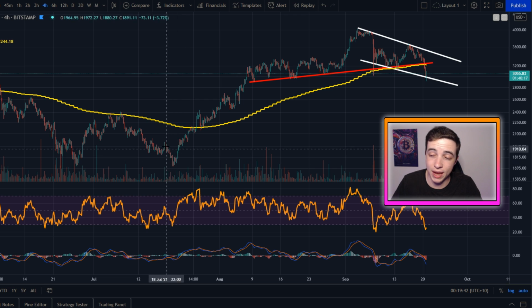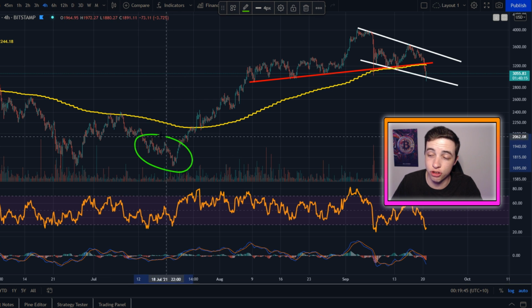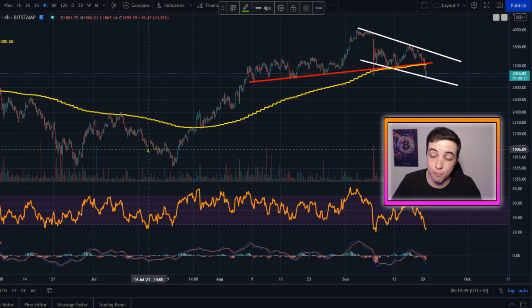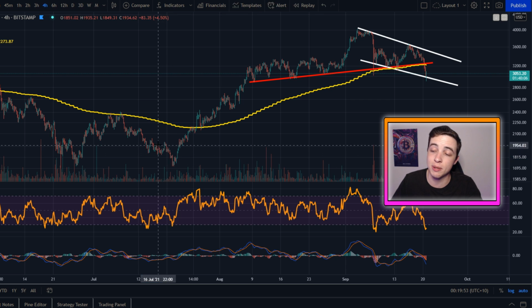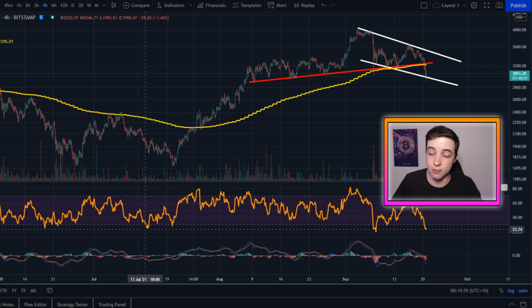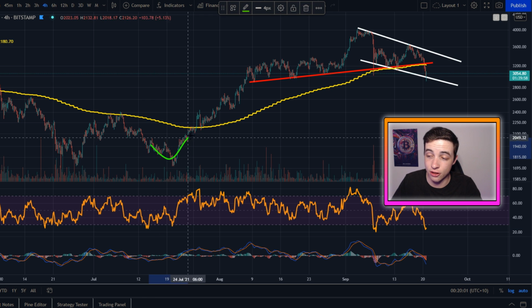Now keep in mind that we have examples like this during the middle of July, where we reached these oversold areas in the RSI. We saw a small bounce to the upside in the price, but then it was not too long until Ethereum saw a little bit more bearish price action that came next. And then obviously in that case, that formed a bullish divergence, which signaled a larger move to the upside.